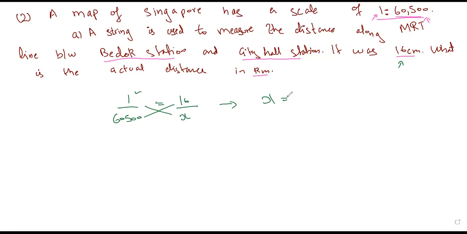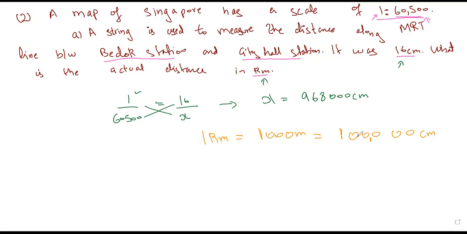16 multiplied by 60,500. 968,000. Okay, very well done. Okay, and this is in centimeters. We want to find the answer in kilometers. So we know that 1 kilometer equals 1000 meters. And how many centimeters? 100,000, right? Do you agree with this?